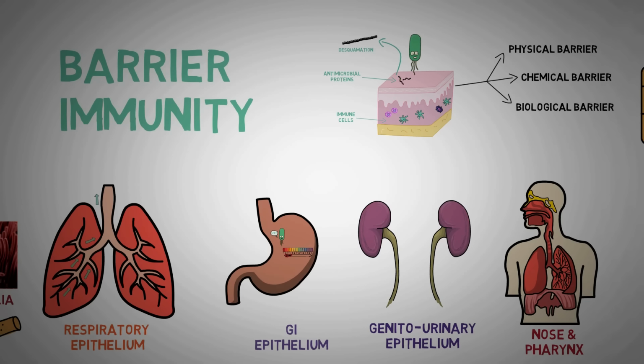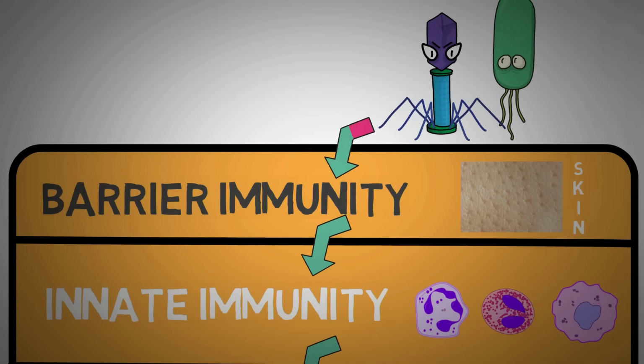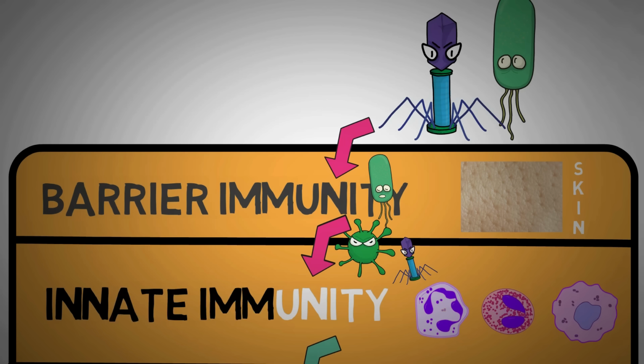So this was the first line of defense of our immune system, and this was known as the barrier immunity. Now, what happens when a microorganism, say a bacteria or a virus, evades our barrier immunity and is successful in entering our body? In that case, the microorganism is met by our next layer of immune system, that is known as the innate immunity.